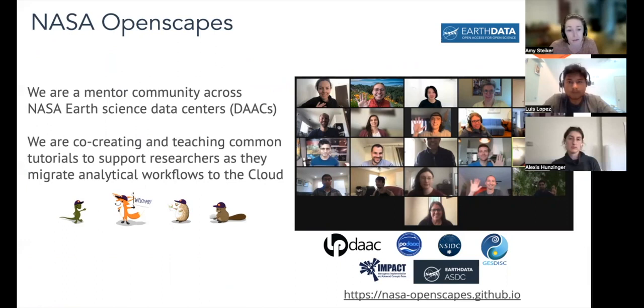Our goal and aim is that we're co-creating and teaching common tutorials to support our researchers as they migrate their analytical workflows to the cloud. So again, the speakers today are a subset of this larger group, and many of the efforts that we're highlighting are part of this collective effort. So I want to acknowledge everyone in the NASA Openscapes group.